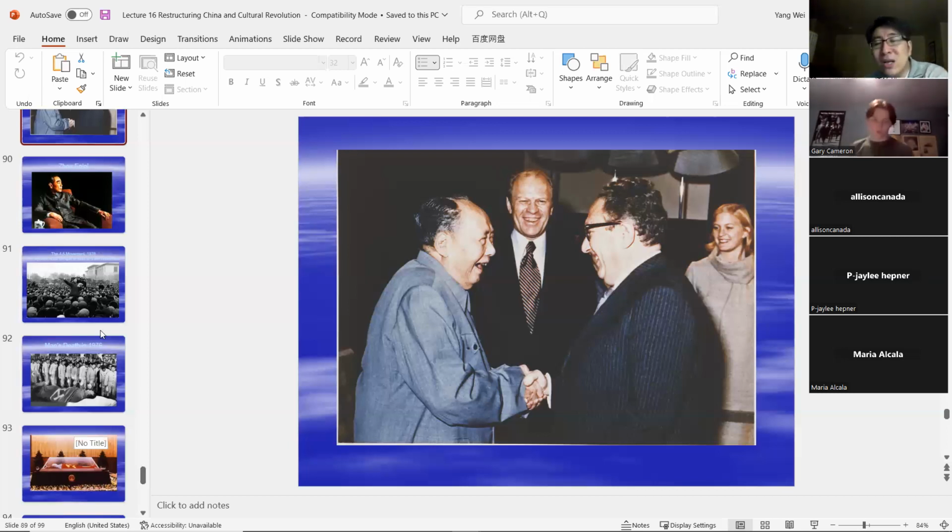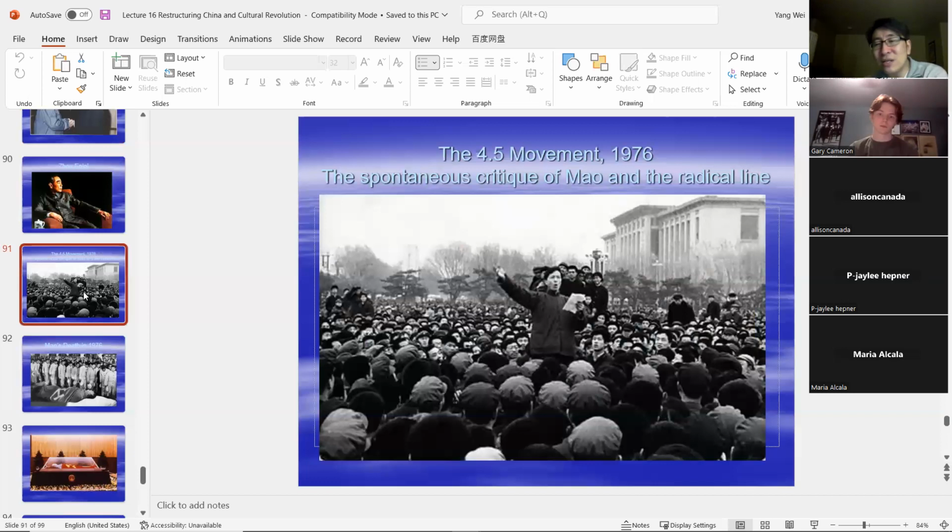But there's only one limit to this idea. That is his own life. He's going to die like everyone, right? So eventually in 1976, he died. Well, before he died, there were already some protests that criticized Mao in a not very open or apparent way. But Mao sensed this sentiment from the populace, and he did not like that.